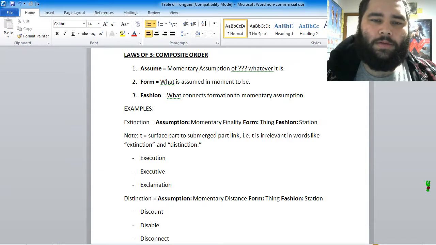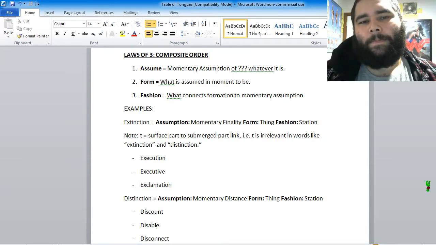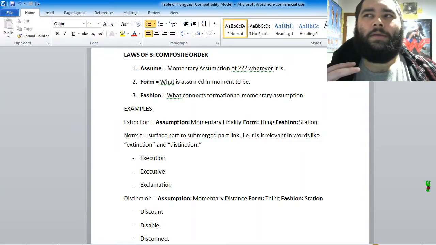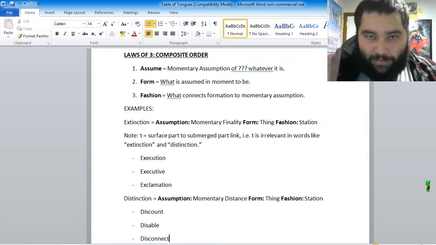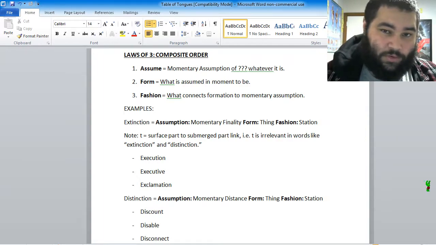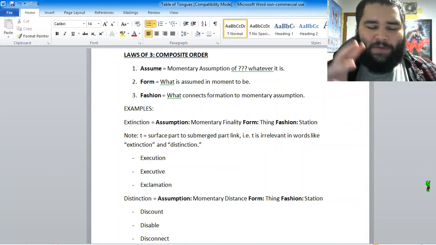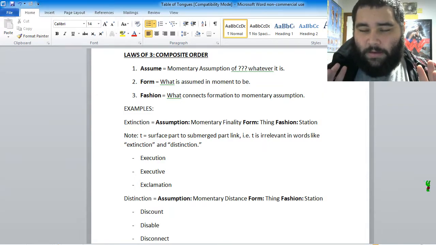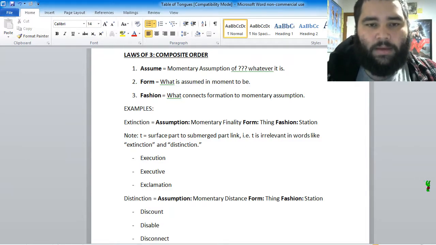What the laws of 3 refer to is how you create words whilst you're unaware in the process of creating language, from a very unsophisticated point towards some level of sophistication.